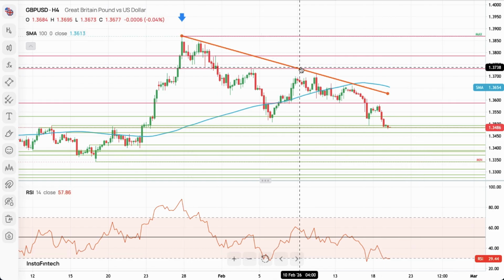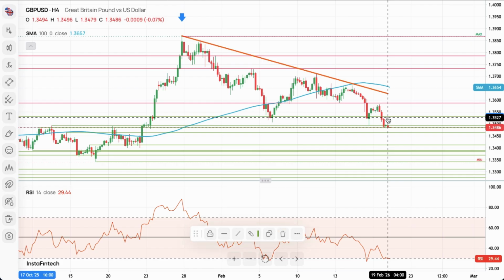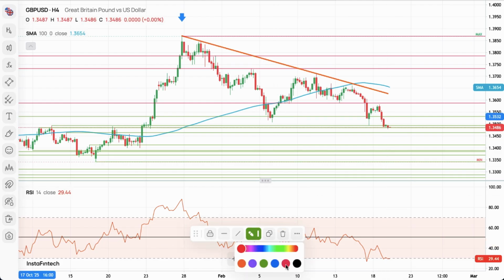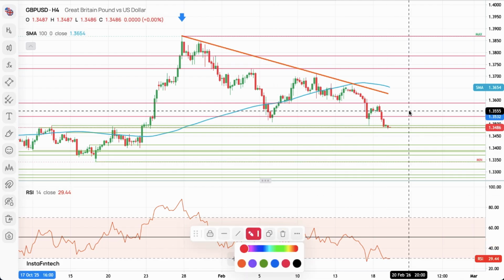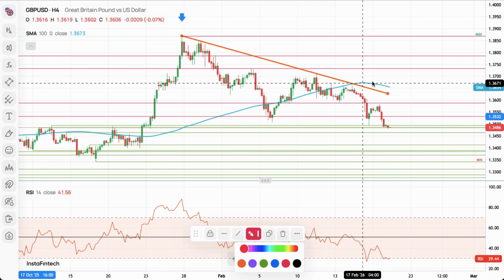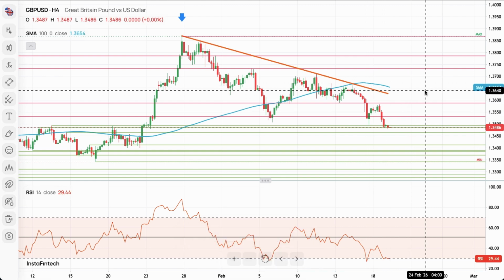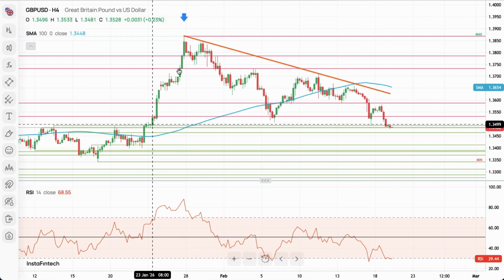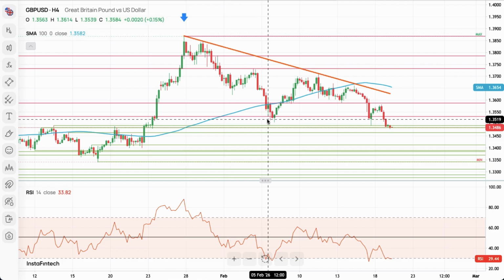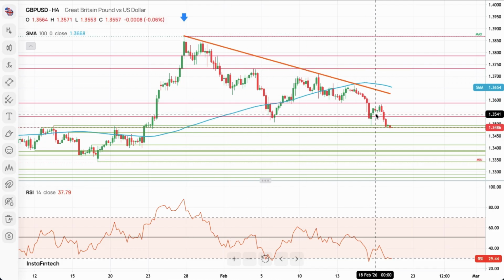Nevertheless, as long as we are trading below this trend line and below these red levels, which are technical resistance levels, and below the 100 periods moving average, the outlook remains bearish. And as you can see, we got the last impulse to the upside, and then this movement to the downside repeated yet again. All right, let's take a look at another market.